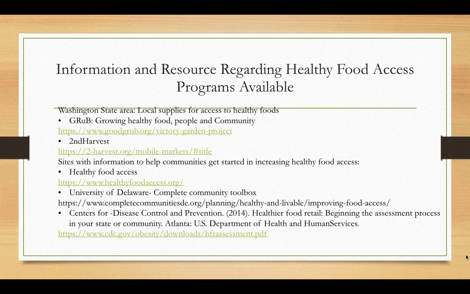This slide has some local Washington State resources for programs that work within communities to provide healthy food, such as GRUB, Growing Healthy Food, People and Community, and the Second Harvest. Also, I have given 2 sites that are guides to starting community programs within your own community, such as Healthy Food Access, the University of Delaware, a complete community toolbox, and the Centers for Disease Control and Prevention have a pamphlet for healthier food retail. It helps you to begin the assessment and start the process in your own state or your own community.